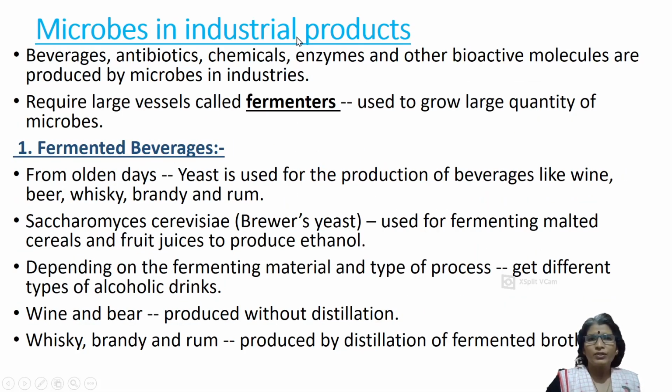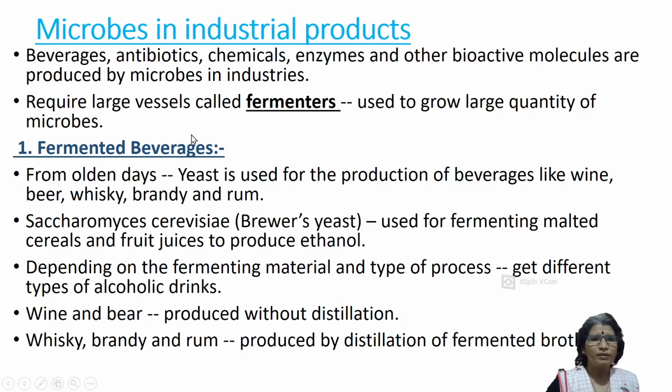Microbes in industrial products. Industries produce different types of products like beverages, antibiotics, chemicals, enzymes, and other bioactive molecules. In their preparation, industrialists use large vessels. What is the purpose of these large vessels? In the large vessels, they want to grow a large quantity of microorganisms. These large vessels are called fermenters. So fermenters are used to grow large quantities of microorganisms which are used in the production of beverages, antibiotics, chemicals, enzymes and other bioactive molecules.